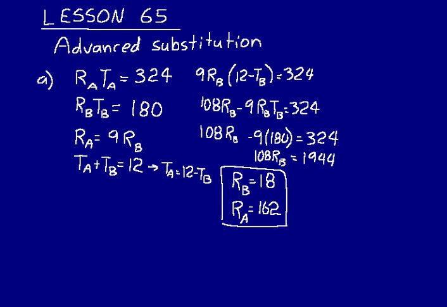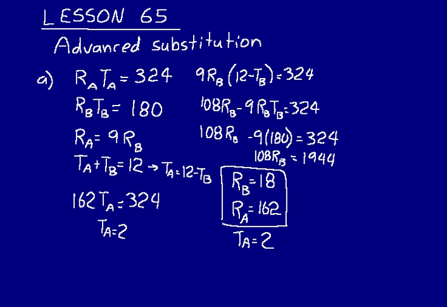Now we still need to figure out TA and TB. We don't have those yet. We can use one of those top equations to figure that out. Doesn't matter which one we do. Let's use the first one, and we'll substitute RA in, and so we'll have 162 times TA equals 324. And so TA would equal 2. Let's just write it over here with the other ones.